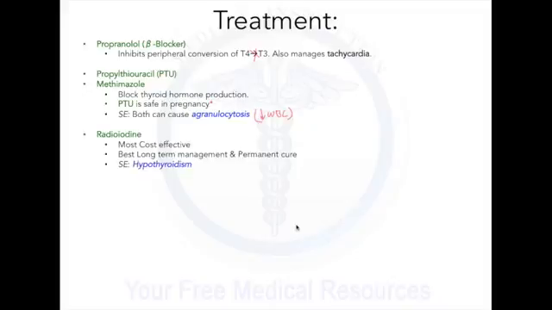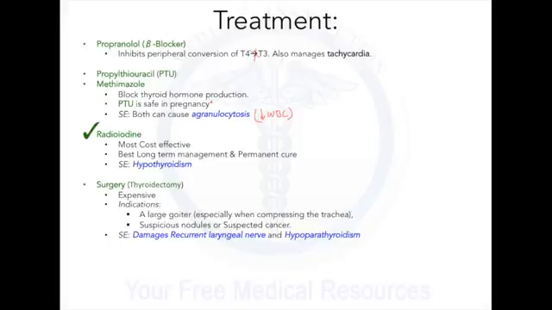We can also use radioiodine, which is the most cost-effective and the best long-term management, as well as a permanent cure for Graves' disease. The major side effect of radioiodine is hypothyroidism, since it destroys the entire thyroid gland. Surgery is rarely done unless the large goiter is compressing the trachea and is preventing the patient from breathing, or if there is a suspicious nodule or the patient is suspected of having cancer.